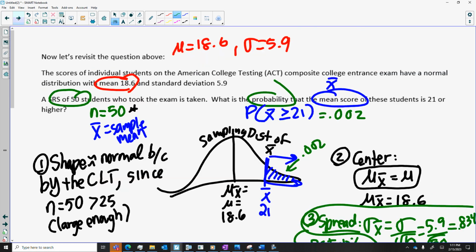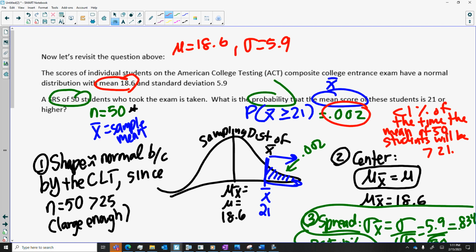But now, as soon as I incorporate 50 kids into my sample, it probably went way down that the mean of those 50 kids will be greater than 21. It's less than 1% of the time. Less than 1% of the time, this will occur. The sample mean of the 50 students will be greater than 21.